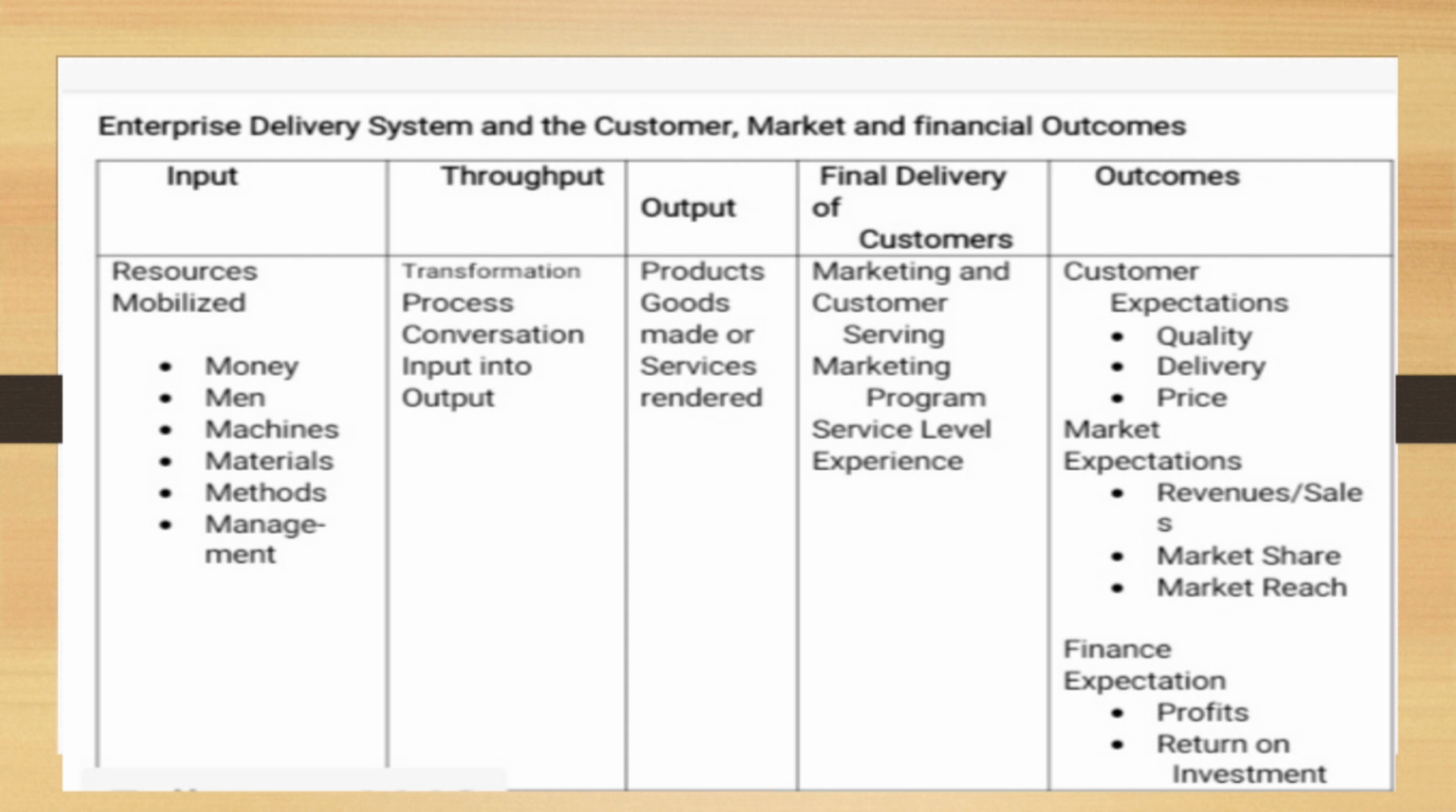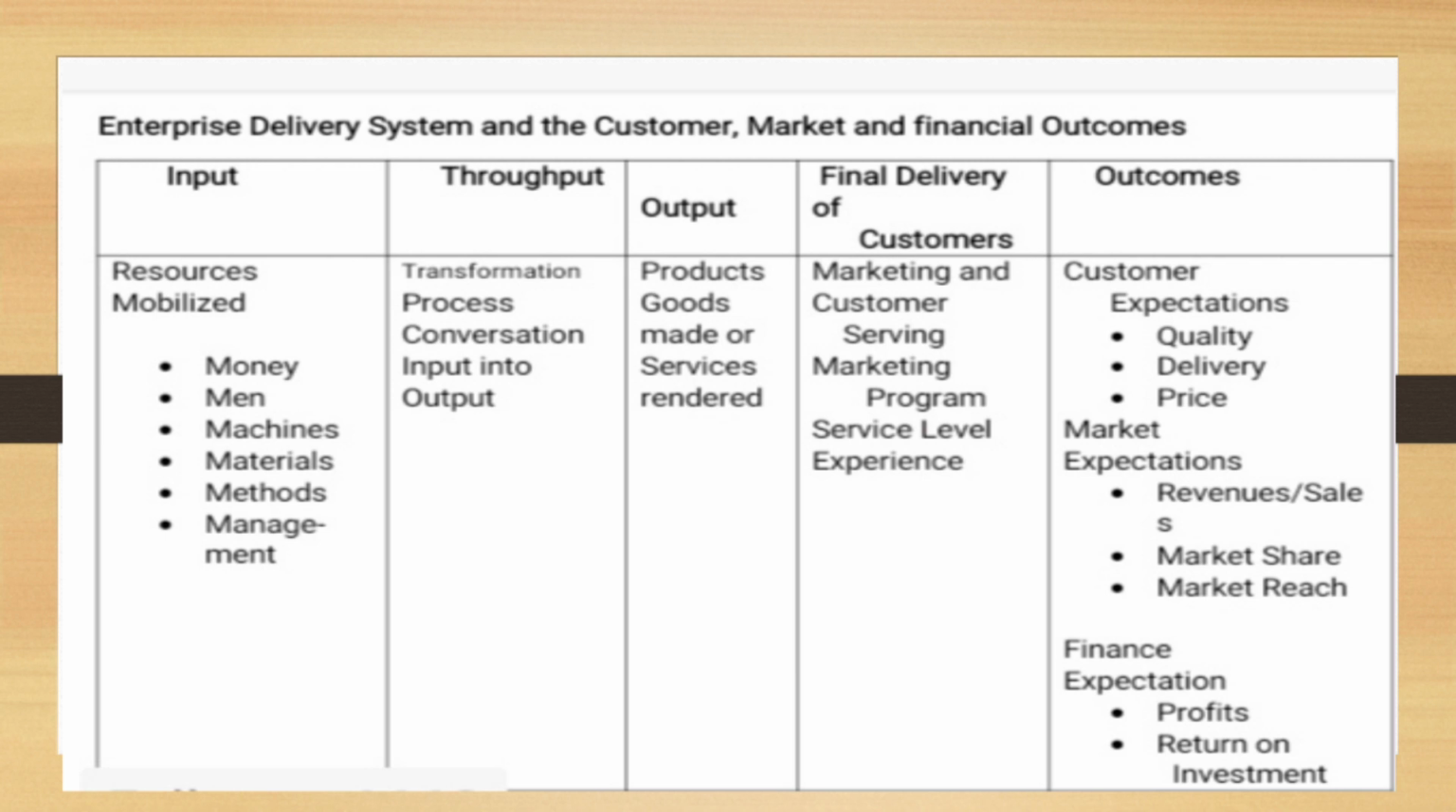And then we have the materials. It refers to the raw materials, either direct materials or indirect materials. And then next, we have the method. It is the process to be followed in manufacturing or delivering a product or service. And the next is the management. This refers to how you will manage the operation of the business.